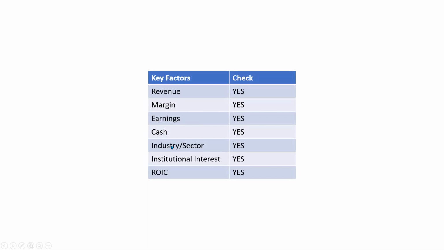So just to check back, the 6 key factors that are listed within the video talk about revenues, margins, earnings, cash, industry and sectors, institutional interest, and ROIC. All of these we were able to check in the scanner, in the FinViz screener. And in an upcoming video, I'm actually going to show you an alternative way to drill down using hot industries. That is a very lucrative way of finding good, strong momentum. And then finally, in this one, we also added technicals, which I didn't talk about in the growth stock fundamental factors, since that's looking at fundamentals and this is looking at technicals.